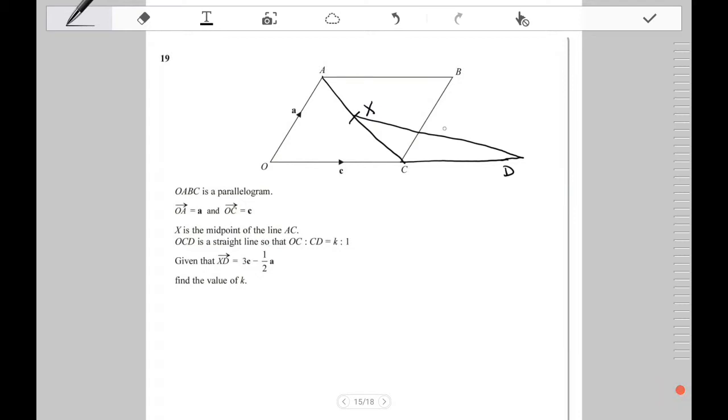So XD is 3c minus a half a. Find the value of k.